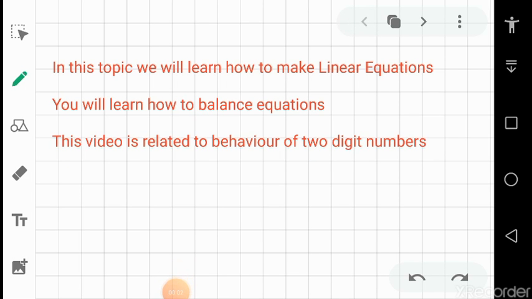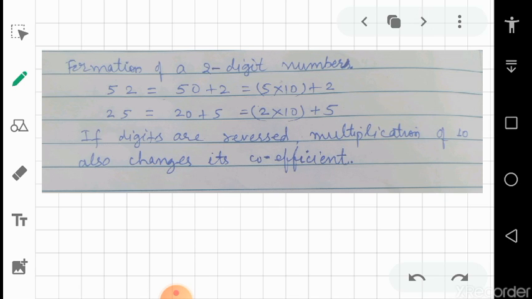Today we will discuss linear equations. Few concepts are there, like balancing the equations and some questions which are very special and important regarding two-digit numbers, and also we will understand how to make equations which are balanced. So this topic is dedicated to linear equations especially. All right.